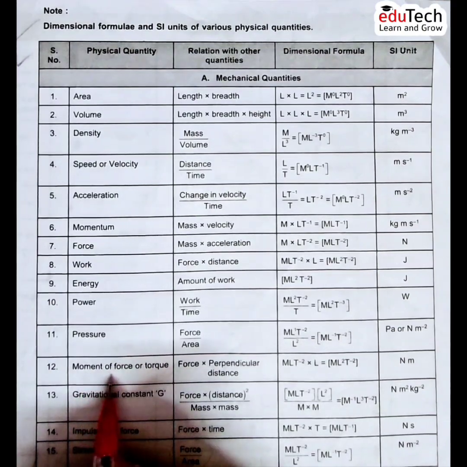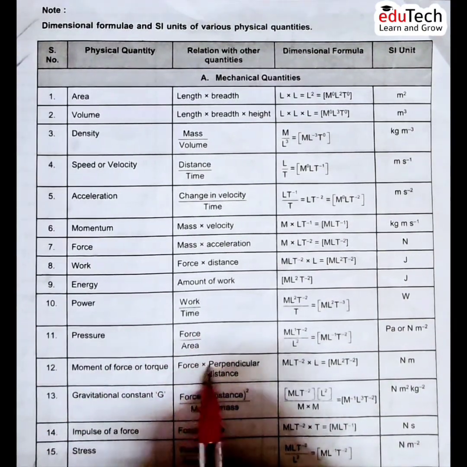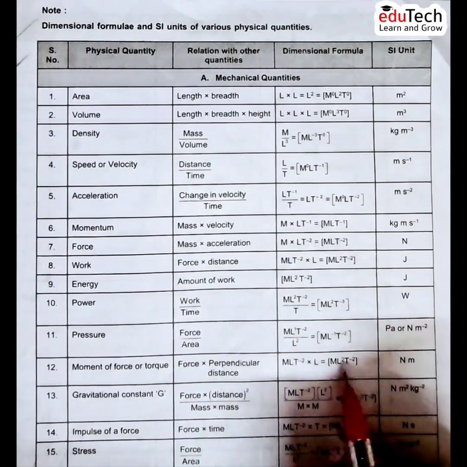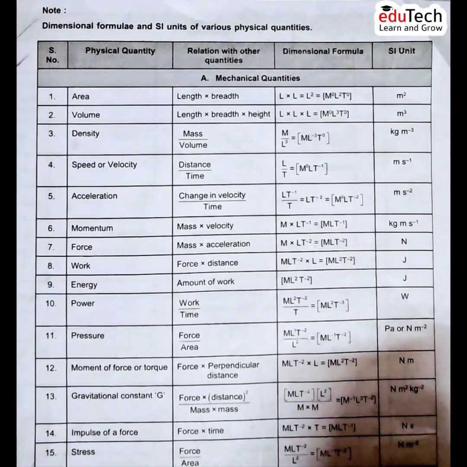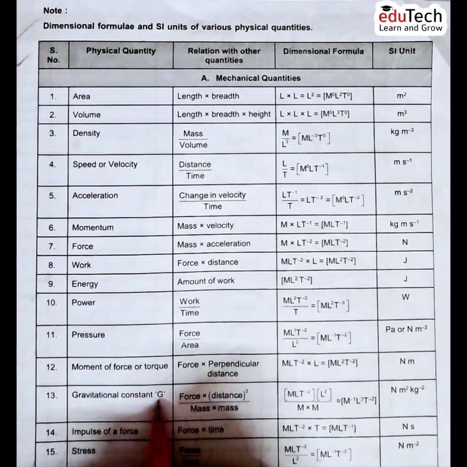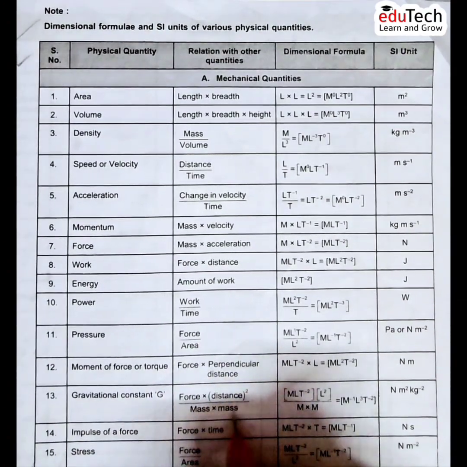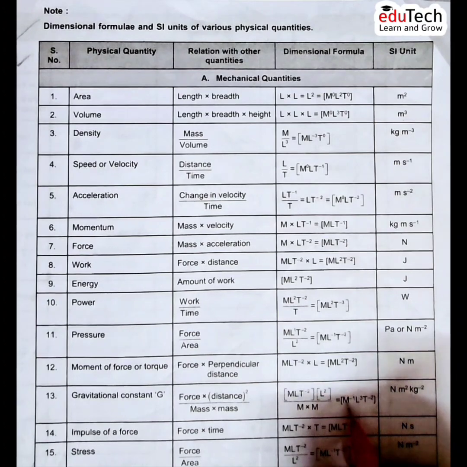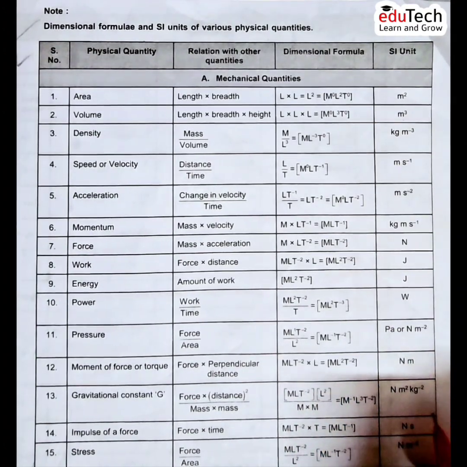12th is moment of force or torque. Formula is force into perpendicular distance and dimensional formula M L power 2 T power minus 2 and SI unit is Newton meter. 13th is gravitational constant, represented by capital G, and formula is force into distance square divided by mass into mass. So dimensional formula is M power minus 1 L power 3 T power minus 2. SI unit is Newton meter square per kg square.